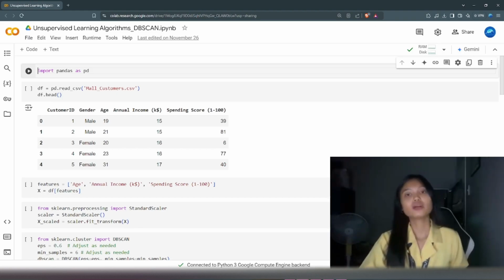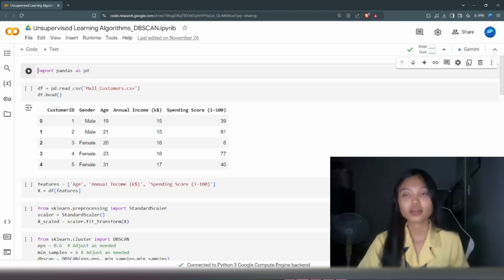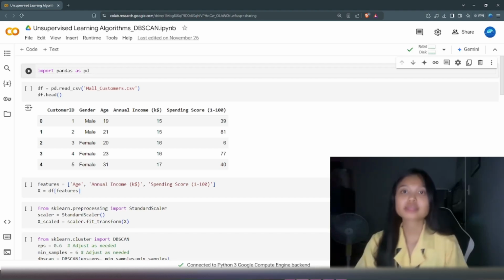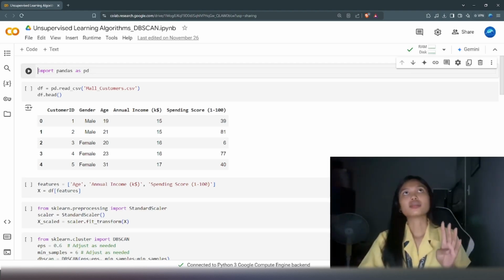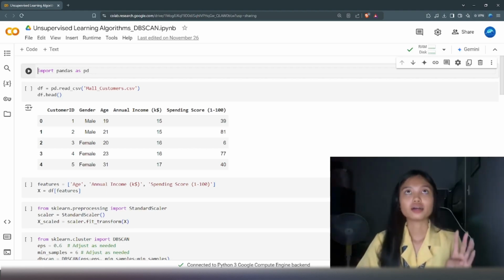To make DBSCAN work, we need to set two parameters. First is epsilon, or the EPS, which is the maximum distance where points are considered close enough to be in the same group. The next one is the minimum samples, which is the minimum number of points needed to form a group or cluster. If points are close to each other within the EPS distance and meet the minimum samples requirement, DBSCAN groups them together.